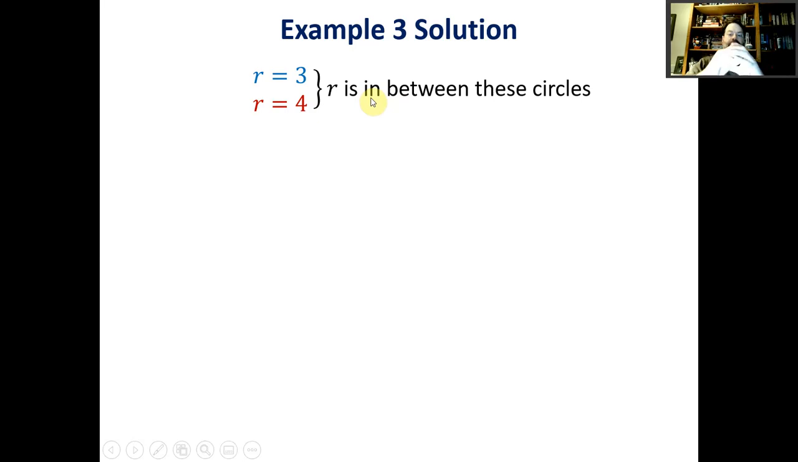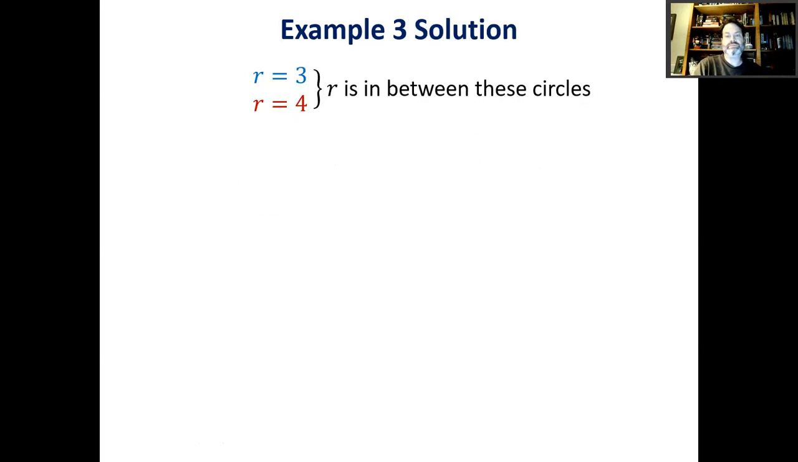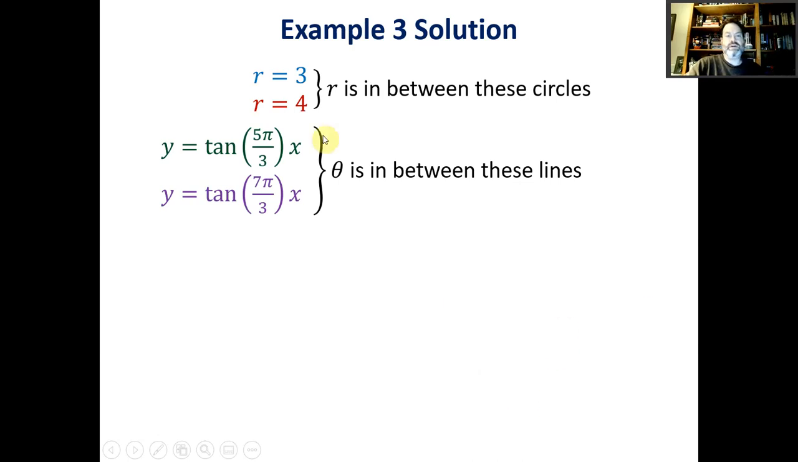So if we were to just draw 2 circles, we would shade the ring area in between these 2 radiuses. This one here is saying that the angles on theta are between 5 pi over 3 and 7 pi over 3. So we have to find where these angles are. And again, it would be every point along the lines determined by tangent of these angles. Right? So you just plug the angles in. Remember, the equation is tangent theta is y over x. I just multiplied both sides by x to get a function. So these are both functions in terms of y in terms of x.